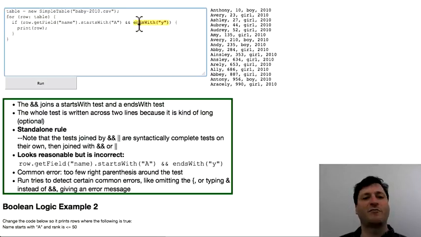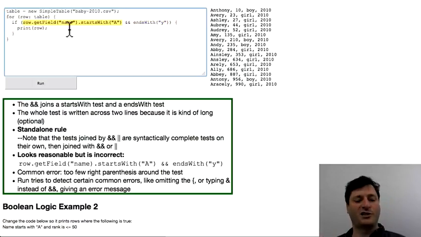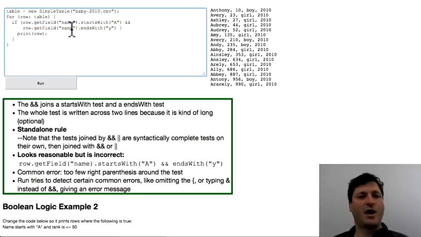It doesn't stand on its own. Ends with, well, it doesn't make sense. Usually what we need, where I'm putting the cursor here, is row.getFieldName or rank or whatever it's going to be, dot ends with. So this does not work. To the left and the right of the ampersand, each test has to be complete. In this case, I'll just hit undo in Firefox here.